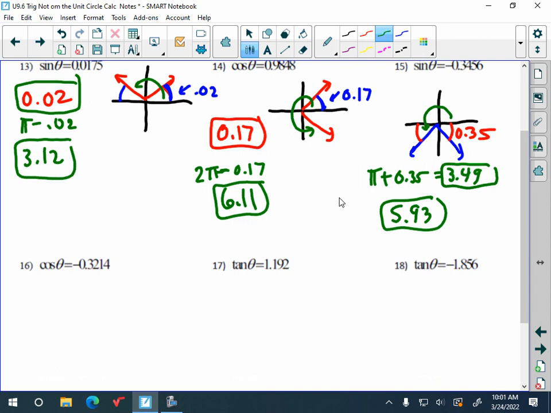All right, so go ahead and try the last 3. Should be able to do those. Remember, draw the picture so you can see the quadrant that the angles are going to fall in.